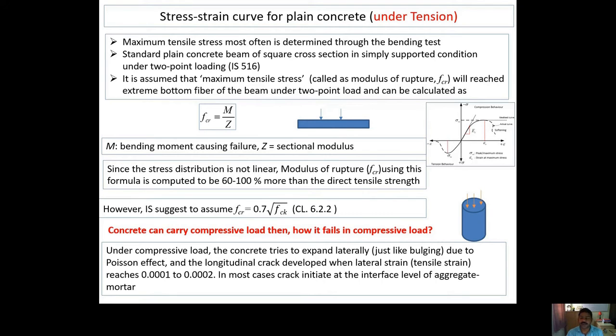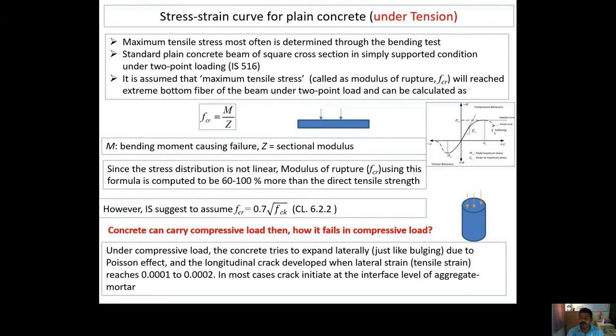Many times I say that concrete is very weak in tension, but it can carry compressive force. Now the question may come to your mind: if concrete is very strong in compression, then how is the structure going to fail under compression? Here just see this figure, some load is acting on the cylinder. Suppose a cylinder is there and we try to do a compressive test, and we are applying the force in this direction. So what will happen with that compressive force?